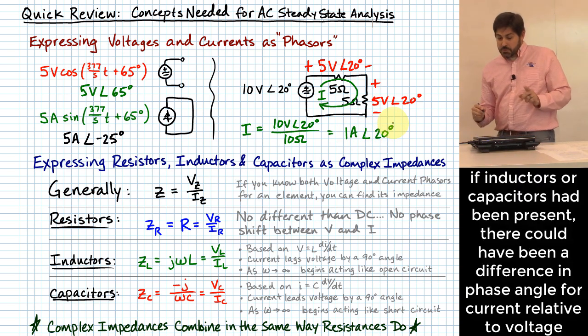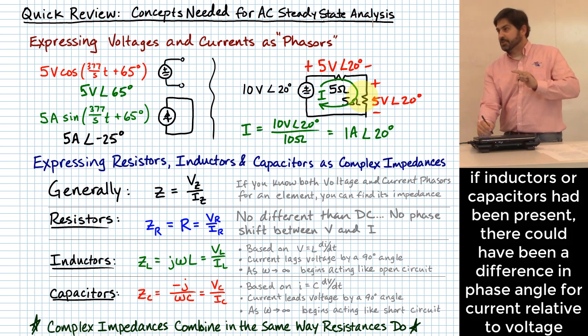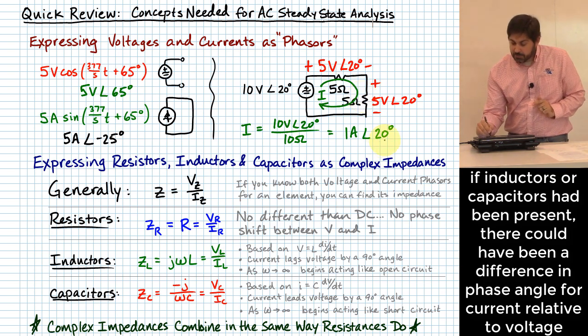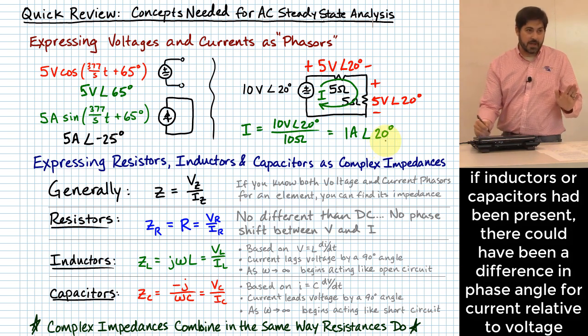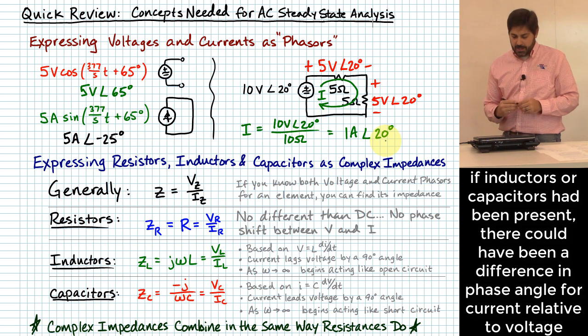Okay, now this was because those were resistors, right? If we had had something that was either a capacitor or an inductor in this circuit, there's a possibility we could have ended up with a different phase value for the current than we did for the voltage. And so we're going to see some examples of how that works as we go through the circuit analysis techniques that I'm going to show you today.